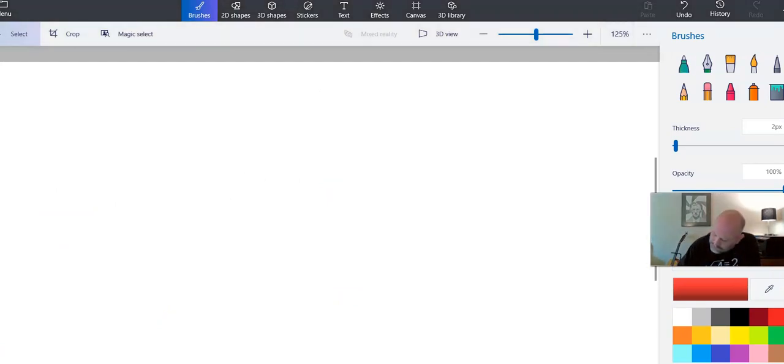Okay, so I want to talk about function notation now. This is something that may or may not be new to you guys.